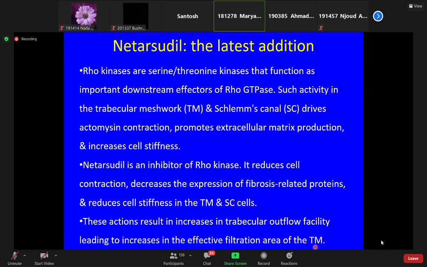Doctor, can you explain how it decreases the expression of fibrosis-related protein?